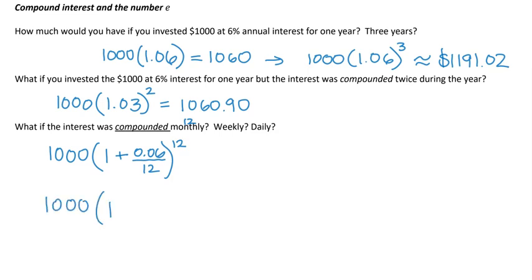For weekly, there's 52 weeks in a year. So we would do it 52 times. So we'd have to now divide the 6% over 52 weeks and then apply it 52 times.